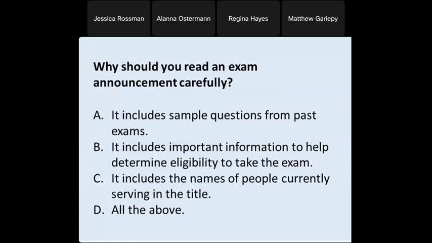There we go. All right, so it looks like the most popular answer was B, and then just a 1 vote for D, all of the above. Okay. The answer is B. The exam announcement includes important information to help determine your eligibility to take the exam. Remember, it's your responsibility to show how your education or experience meets the title's minimum qualifications. Nowhere on the exam announcement are there sample exam questions, nor is there a list of people that are currently in the position. So answers A, C, and D are incorrect.